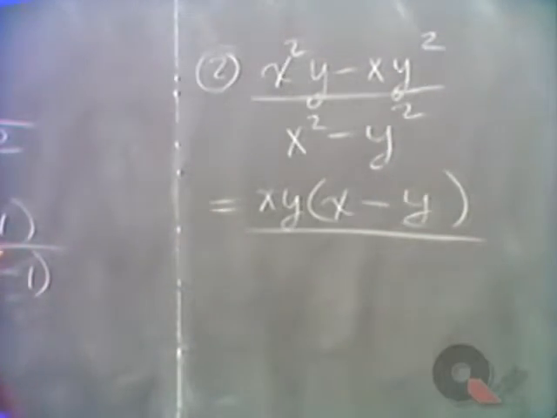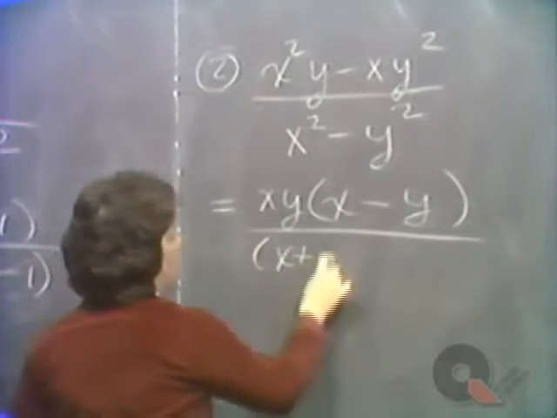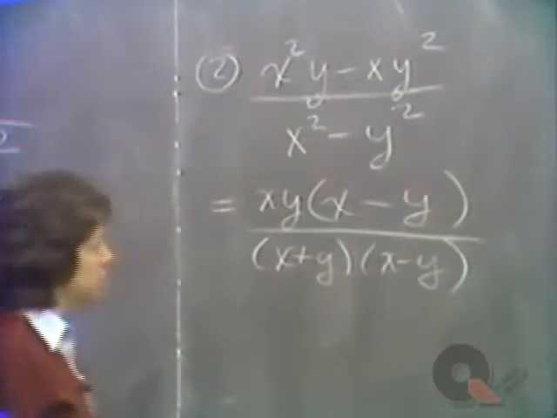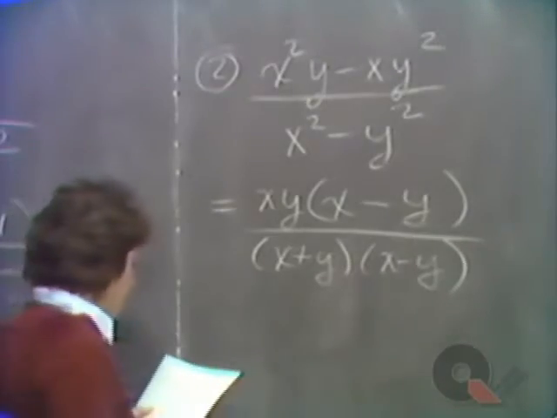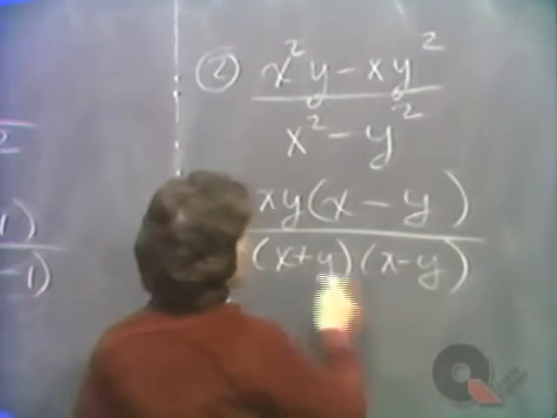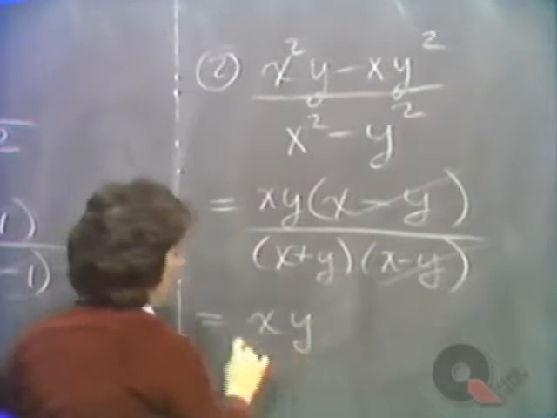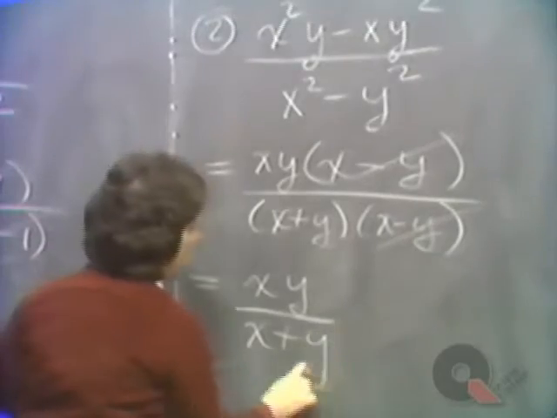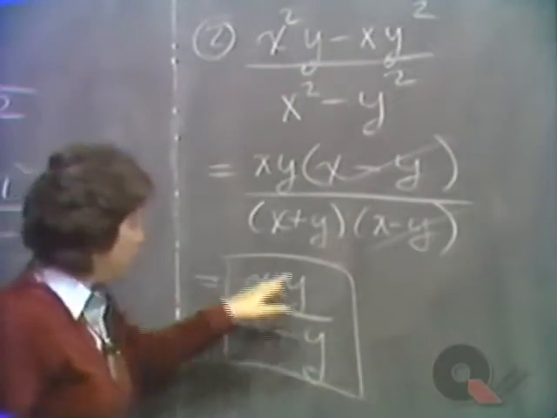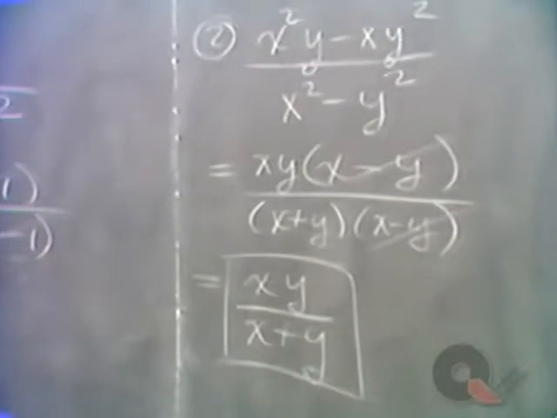In the denominator, we have the difference of two squares, which can be written as x plus y times x minus y. And here we have x minus y as both a factor in the numerator and the denominator. We can cancel the x minus y's to get xy over x plus y. And once again, this is as far as we can go. x and y are factors in the numerator, but they are terms in the denominator. We can't cancel anything else out.